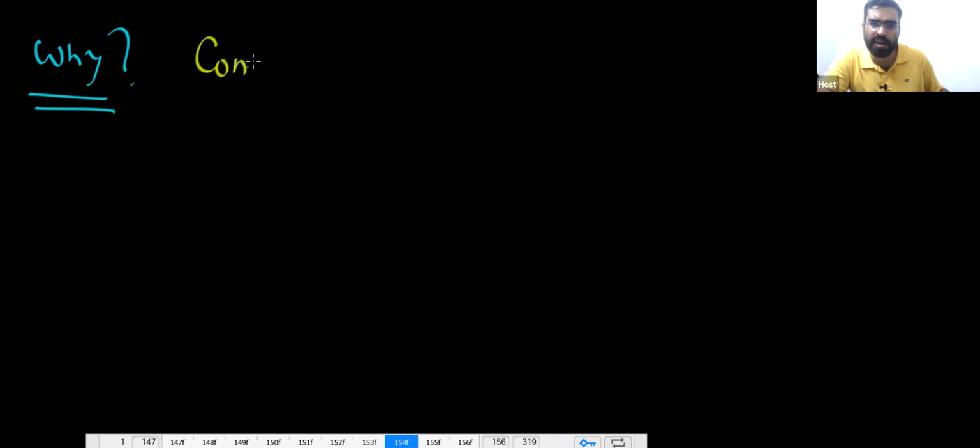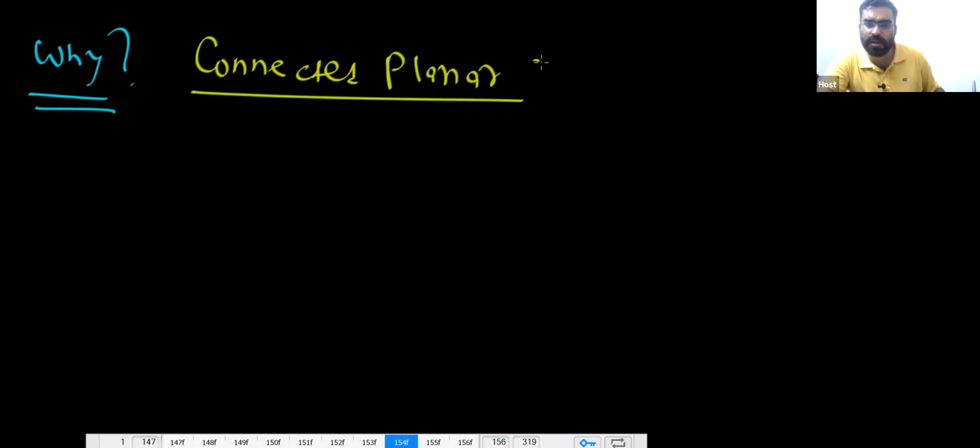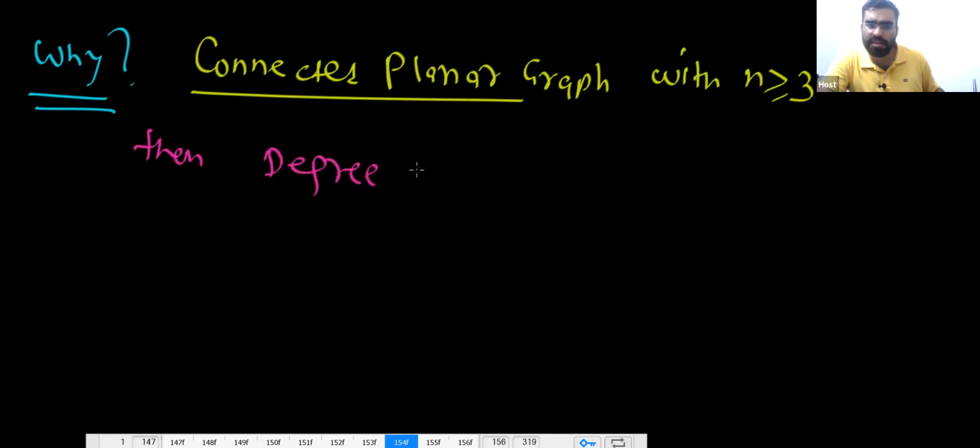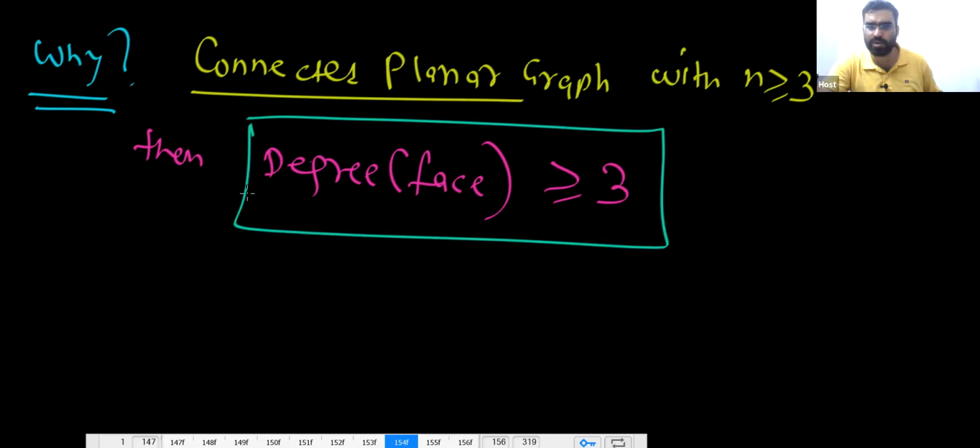Because if you have a connected planar graph, just think about it. This is the reason it happens: if you have a connected planar graph with n greater than equal to 3, then what will be the degree of every face? Degree of every face will be greater than equal to 3, right? Very simple. This is the reason it will happen, because the degree of every face will be greater than equal to 3 if you have a connected planar graph with n greater than equal to 3.